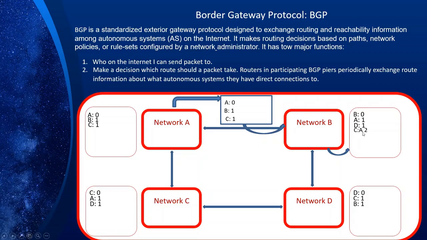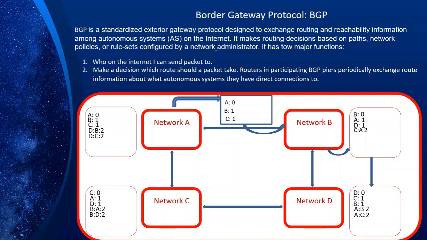So in order to get to C, B has to go through A, and the number of hops is 2. So B to C goes to A and then C. B also shares the same information with D, and then D also updates its information. Now D knows how to get to A: it needs to go through B, and the number of hops is 2. Finally, after all this handshaking is done, every network knows at least how to get to the other networks. So this is the essence of how BGP works.